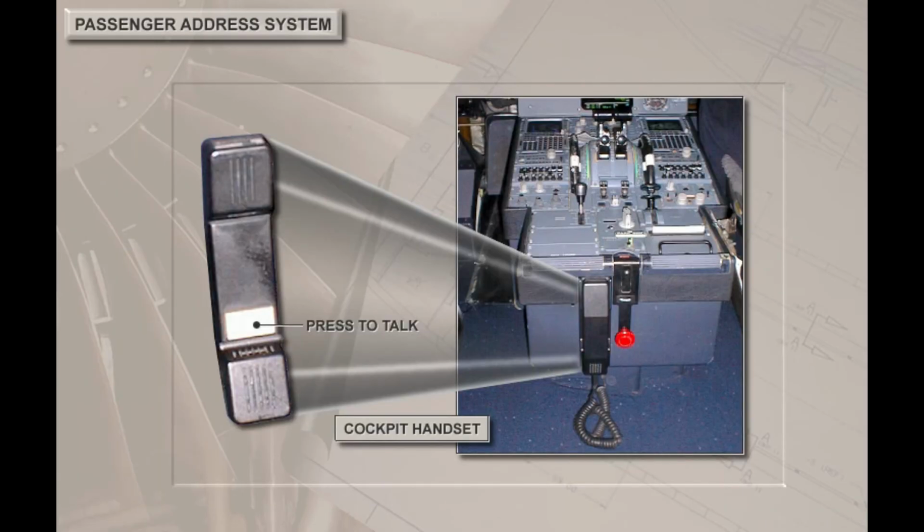The passenger address system allows the pilots or the flight attendants to communicate to the passengers over the cabin loudspeakers. The flight crew may make an announcement using 2 methods. The first method is to use the cockpit handset located on the end of the center pedestal. It is removed from its cradle, and the press-to-talk button is held in while the announcement is made.